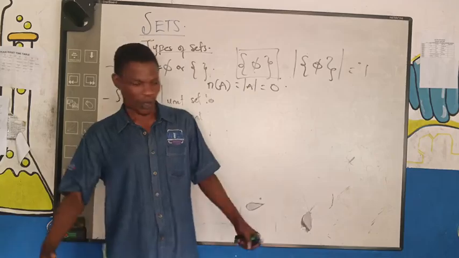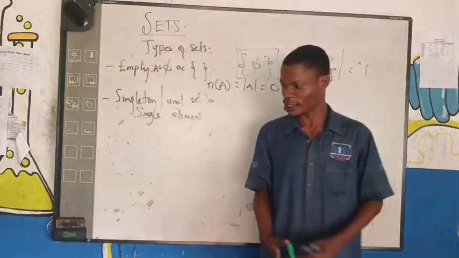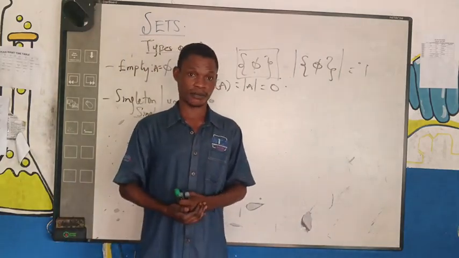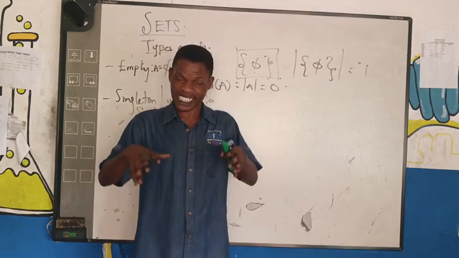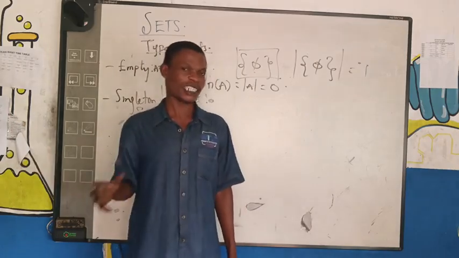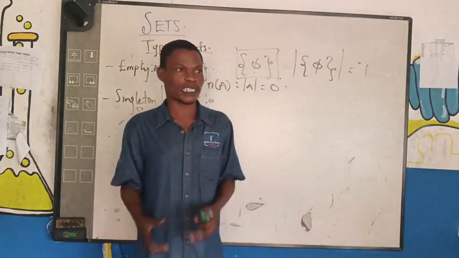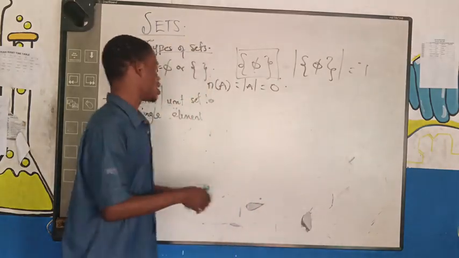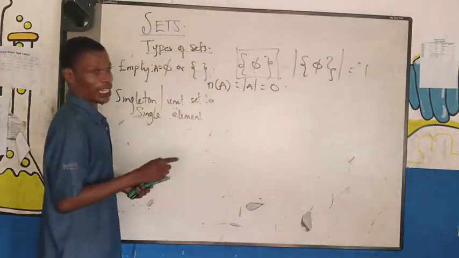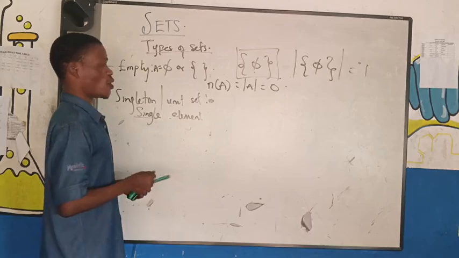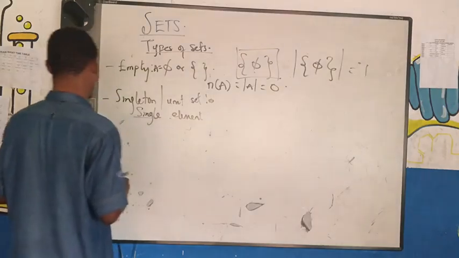Let's say you have a packet of biscuits. Although I know inside the packet there are a lot of biscuits, I say, okay, the set of packets of biscuits, and you have only one. What is the number of elements in that set? 1, bro. So that kind of set, I can say it is a singleton or a unit set.